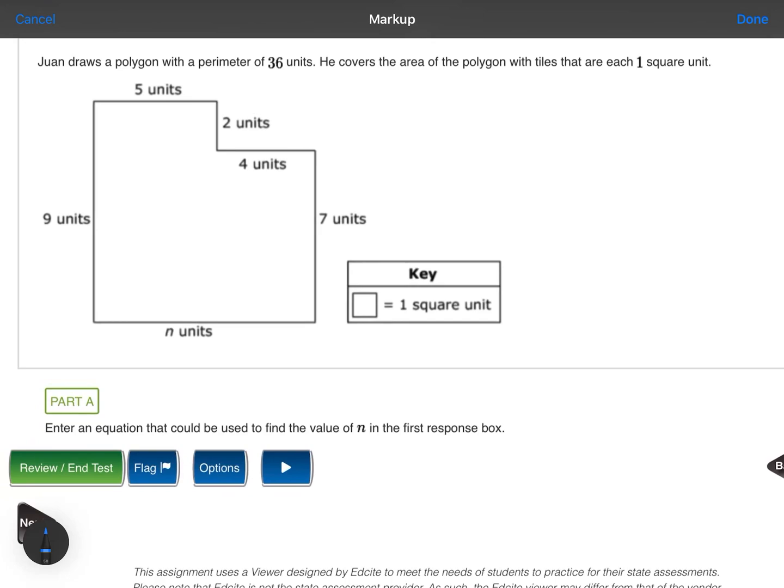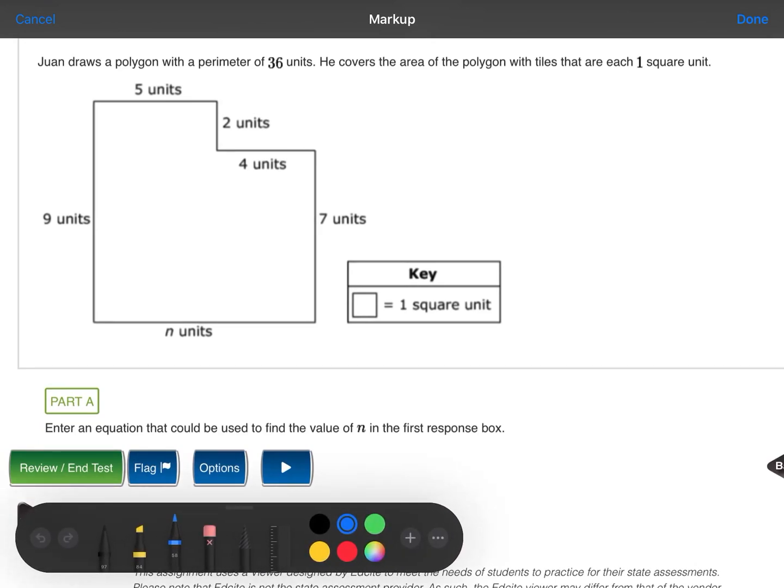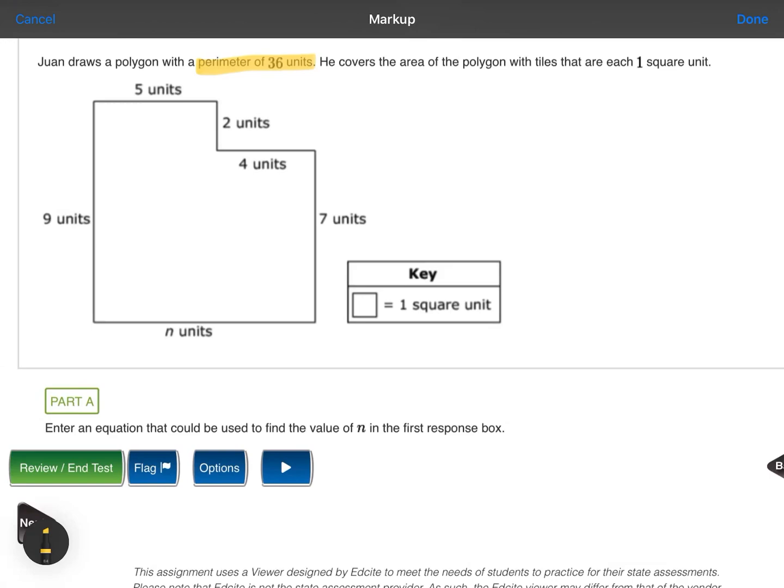So Juan draws a polygon with a perimeter of 36 units. That's important. He covers the area of the polygon with tiles that are 1 square unit. Okay, so then there's a part A and a part B. Part A wants to know how long that side is, and part B wants to know how many squares he can cover, or what the area is.